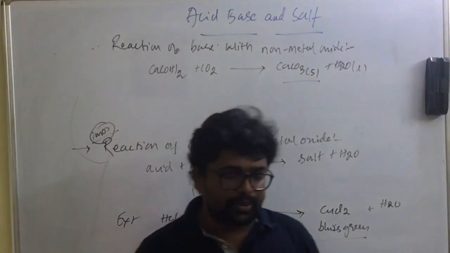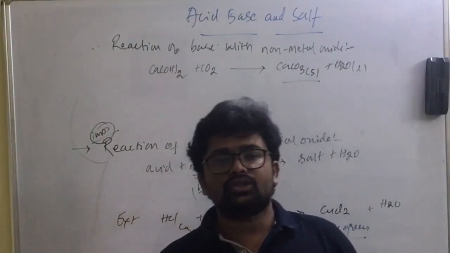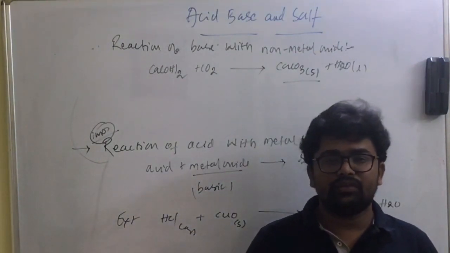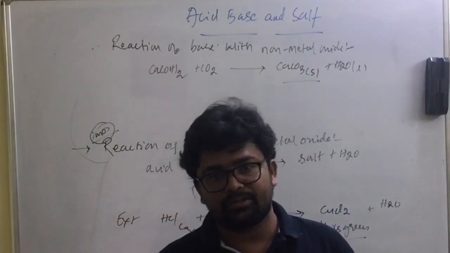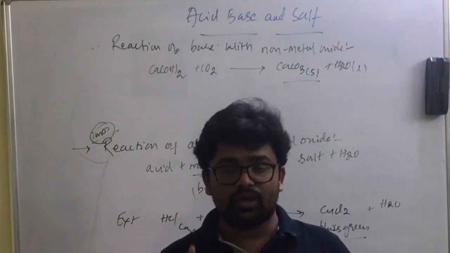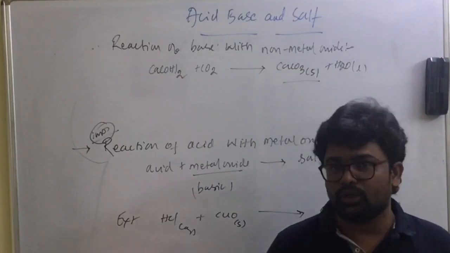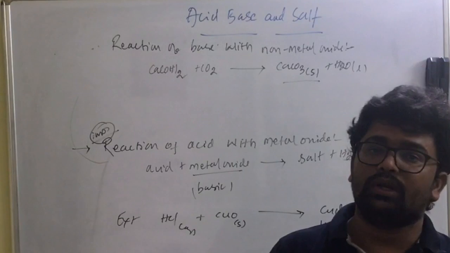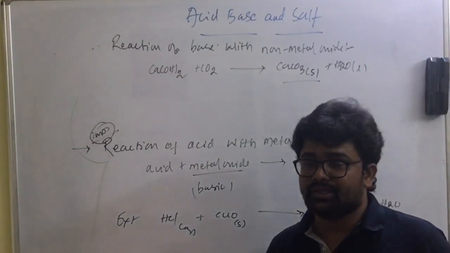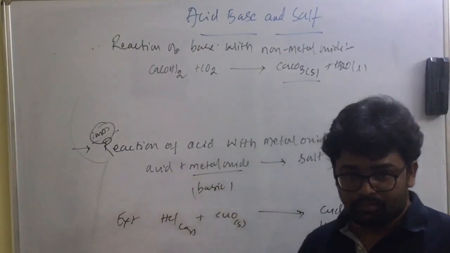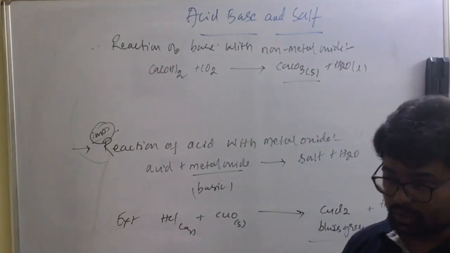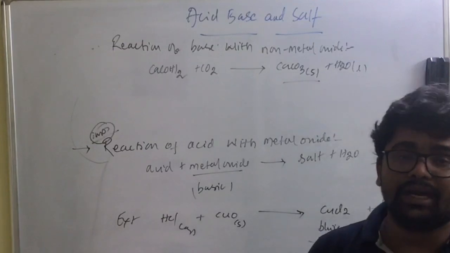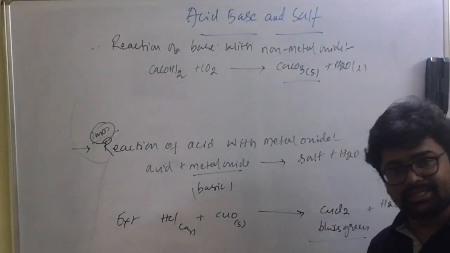So what are the chemical properties we studied? First one is reaction of acid with metal gives you salt and hydrogen gas. Reaction of acid with metal carbonates and metal hydrogen carbonates gives you carbon dioxide gas, along with salt and water. Reaction of acid with base gives you salt and water. We call it a neutralization reaction. Reaction of acid with metal oxides gives you salt and water, which is similar to our neutralization reaction, and we concluded that all metal oxides are basic in nature.